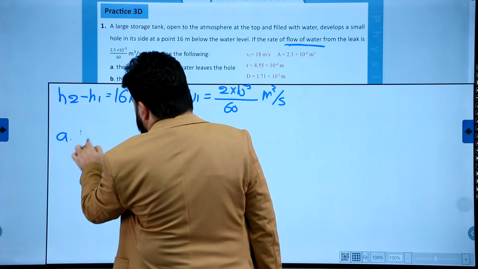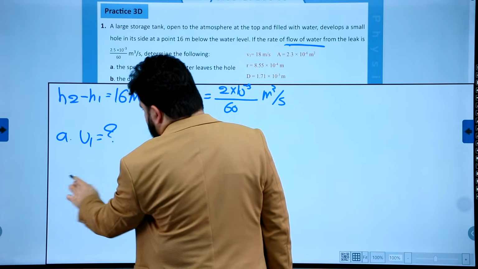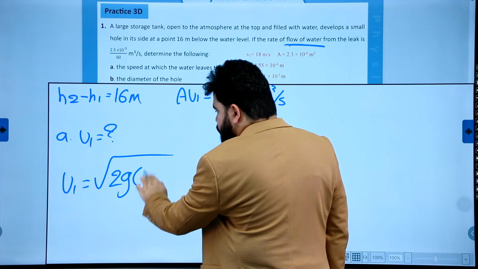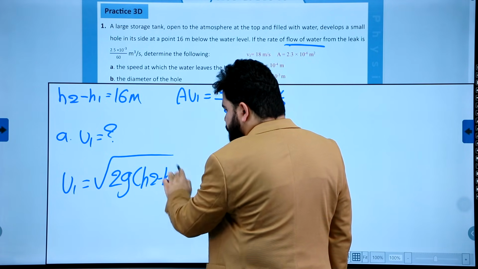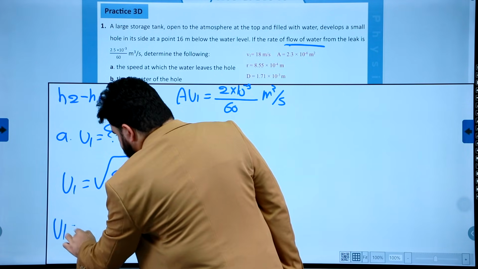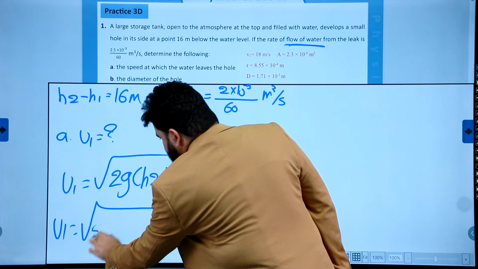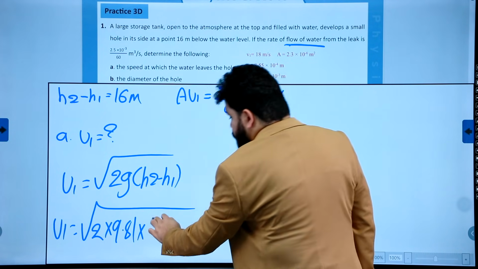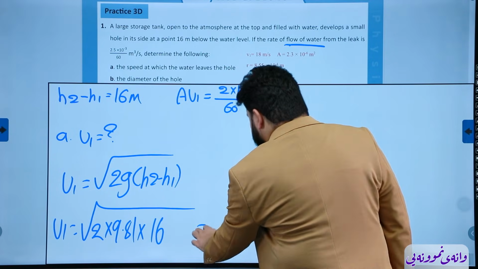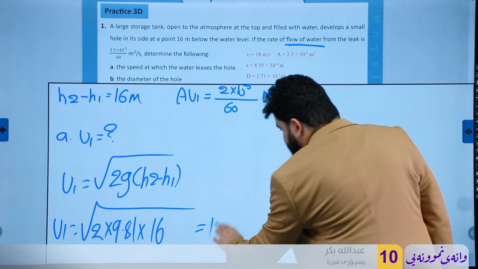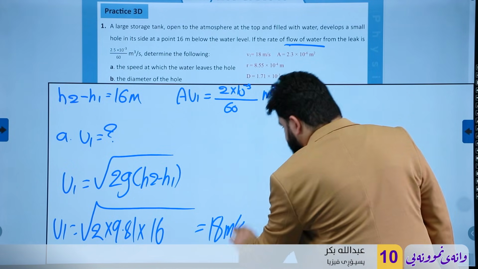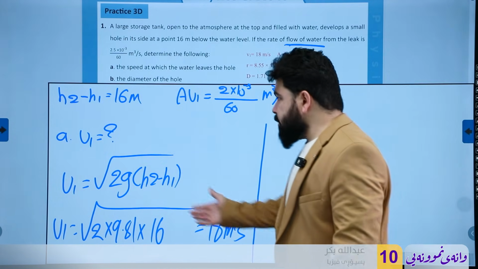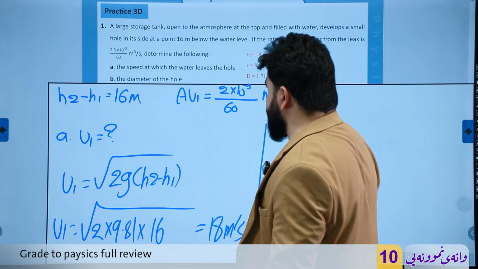A V1 is equal to what? I just said that V1 is equal to the square root of 2g(H2 minus H1). Calculate this: 2 times 9.81 times 16. So if you calculate this, V1 is equal to 18 meters per second. This is the V1, the speed at which the water leaves the hole.